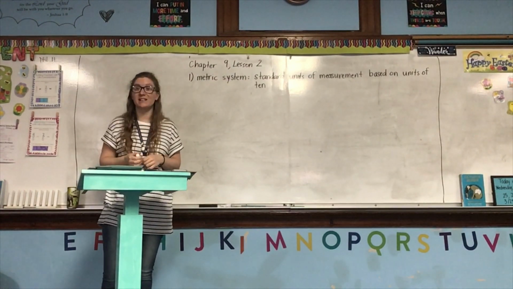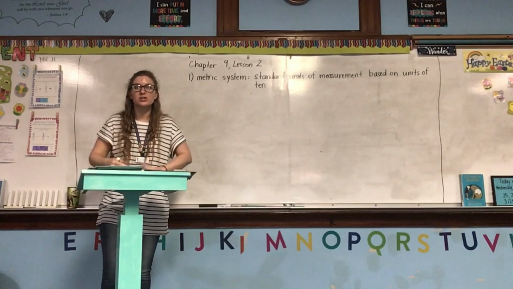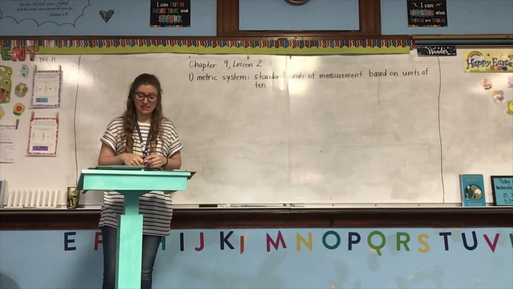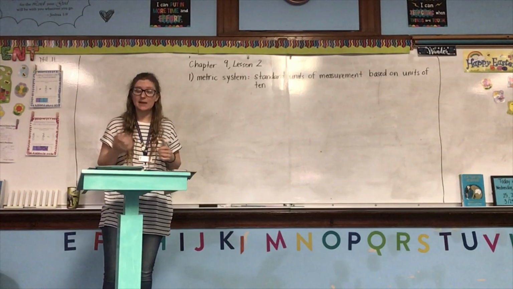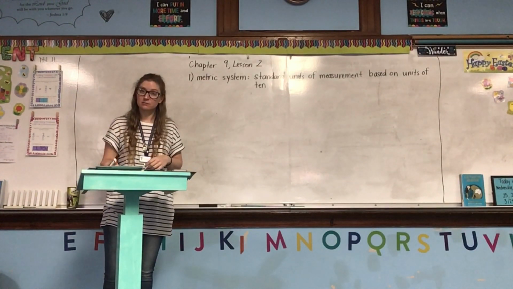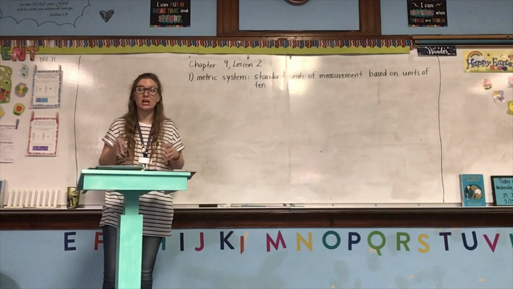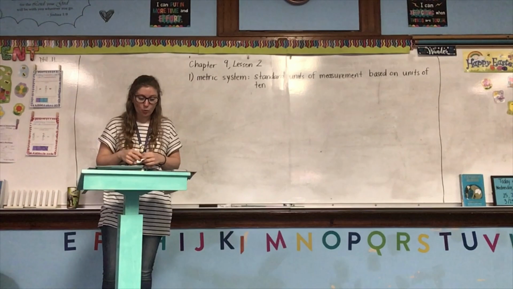It uses prefixes. Remember, we learned a prefix is letters that go at the beginning of a word to kind of change the meaning. It uses prefixes such as kilo, centi, and milli to define the size of measurements. For example, 1 meter, meter is the base word. 1 meter is divided into 100 centimeters. There are 1,000 meters in a kilometer.